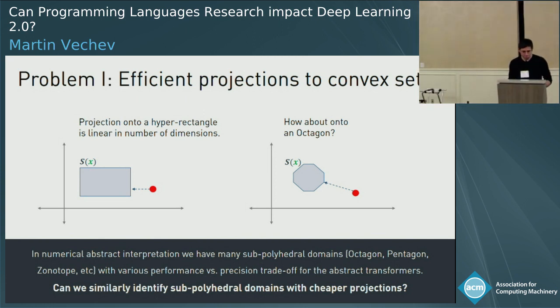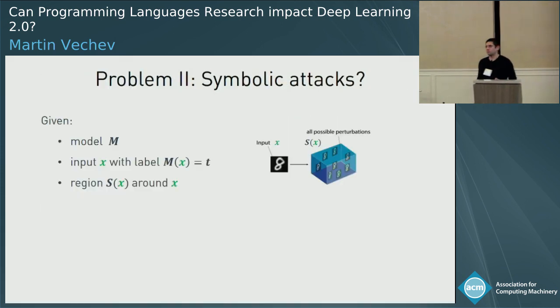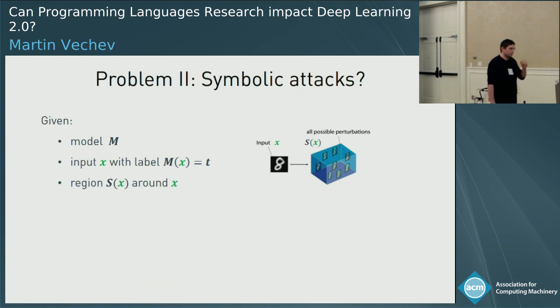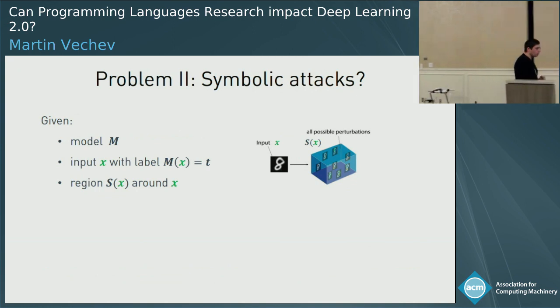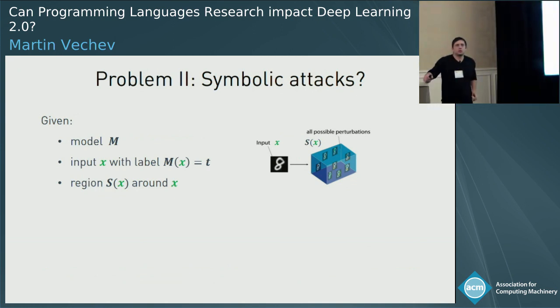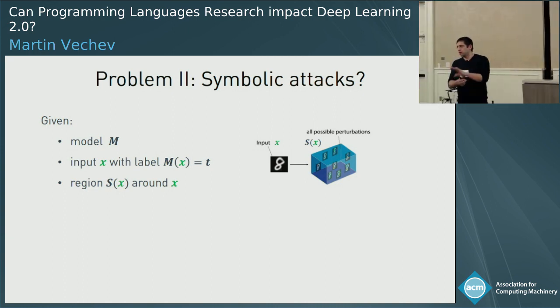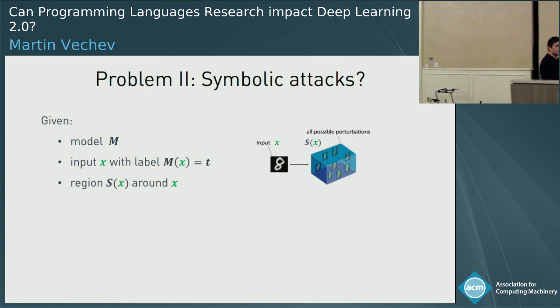Think about this. Problem number two. There are thousands of works on attacks, okay? And they all output concrete points, like the image 8 rotated and now misclassified to 7. So is there such a thing as a symbolic attack, where I don't just output a point, but I'm outputting a region where everything inside this region is misclassified? So something like a symbolic attack.